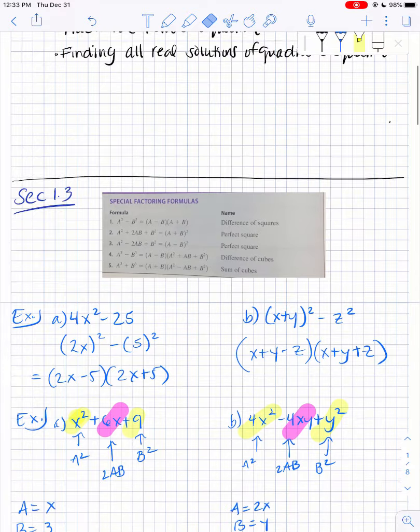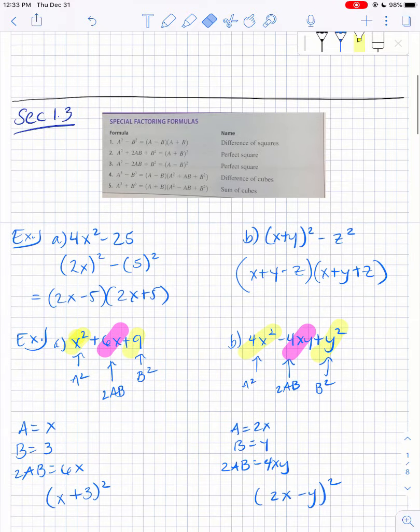So from section 1.3, the difference of squares is probably the biggest one that comes up occasionally. That's like a special factoring. And then we have our perfect square trinomials, which are these two, and then occasionally difference of cubes and sums of cubes. So I'm going to go over examples of each of those.